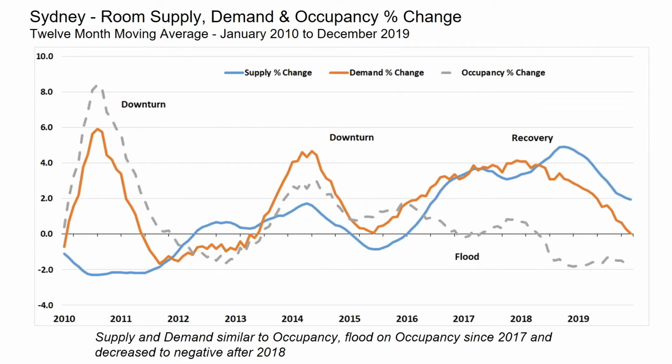And now we'll just go back to the Sydney market itself, and this graph will show the room supply, demand, and occupancy percentage change over the last decade. You can see that supply and demand is similar to the occupancy, and occupancy had a fall since 2017 and decreased to a negative percentage in 2018.